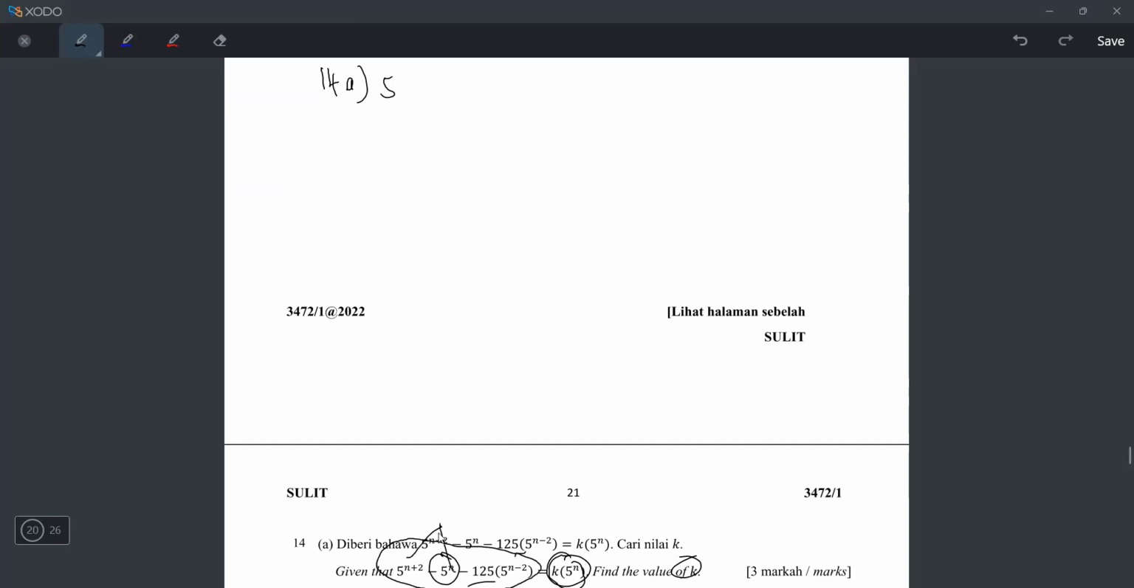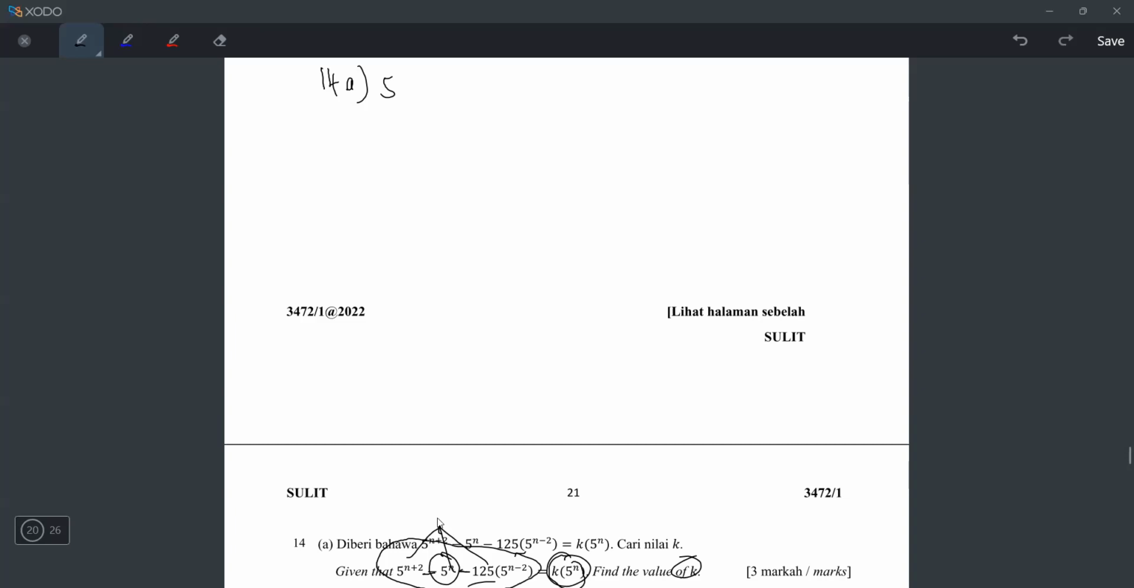First of all, can you combine this base 5, base 5, base 5? Can you combine? No, you can't combine. You can only combine if it's a times or divide question. If it's times or divide, you can combine straight away. If the base is the same and times, the power you plus, if the base is the same and divide, the power you minus. But this is not times or divide, it's plus minus. It means you can't combine. You have to use another method.